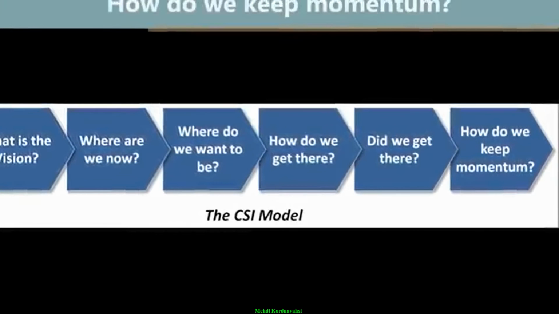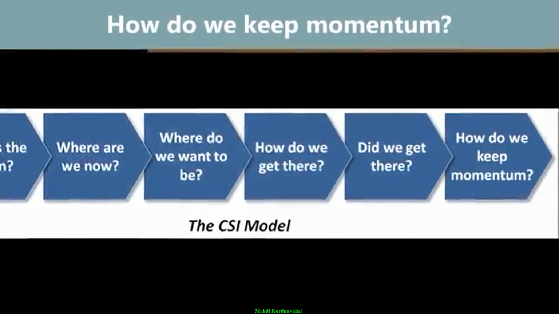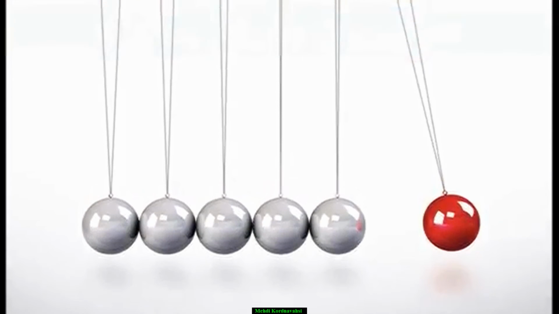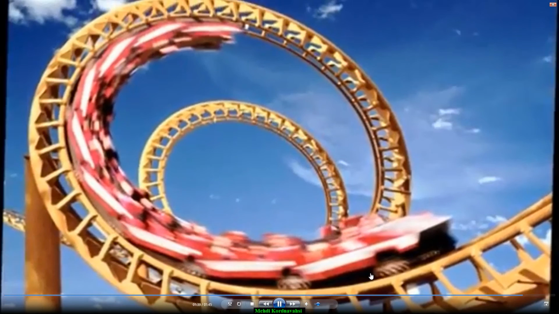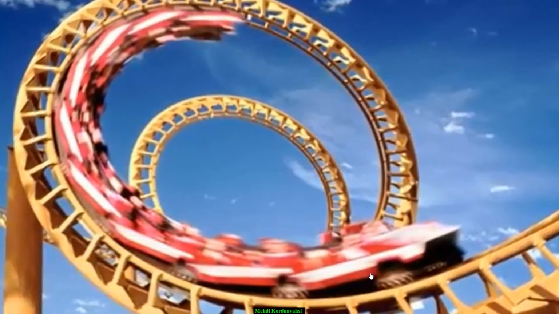Step 6. How do we keep the momentum going? The sixth step of the CSI model is to ensure that there has been an improvement in quality. The CSI model works in a loop, so after this step, the cycle begins again.